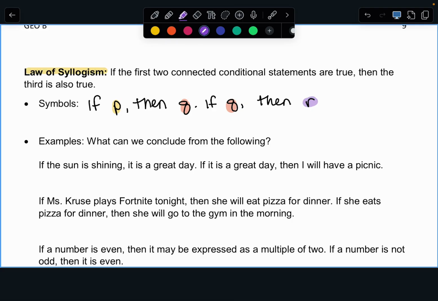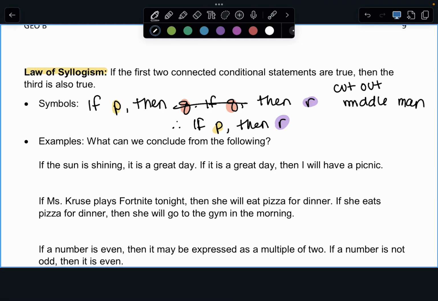The law of syllogism, what I like to say is we cut out the middleman. This Q here is connecting our conditional statements. It's the conclusion of one and it's the hypothesis of another. And when this happens, when your middleman is the same, he goes away. We can cancel him out. And what we conclude is if P, then R. So if you want to write next to the law of syllogism, cut out the middleman. That's the way I like to remember it. We cut out the unnecessary information that links back up to itself anyways.